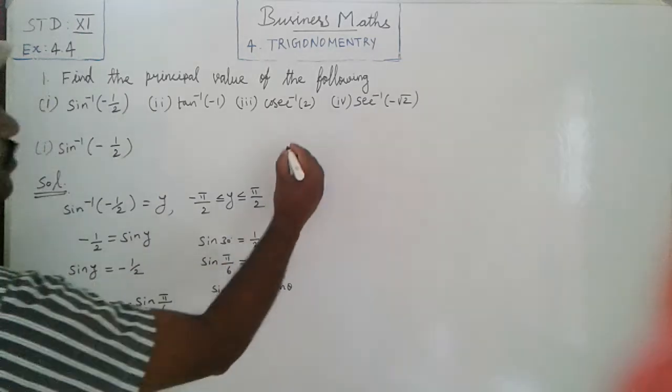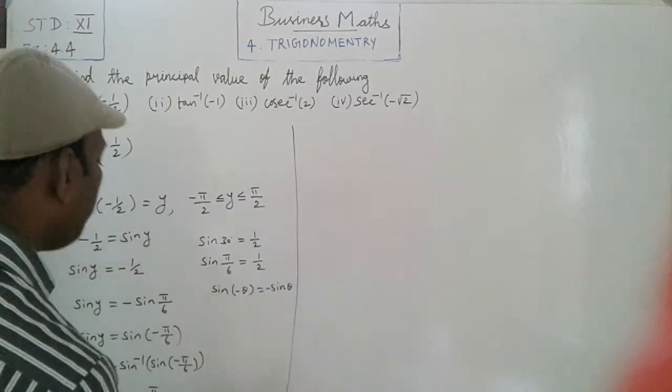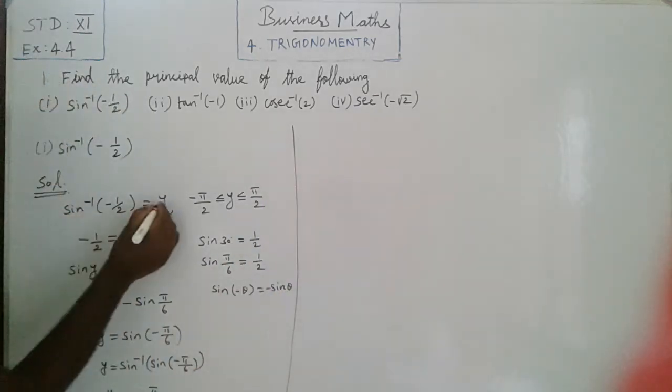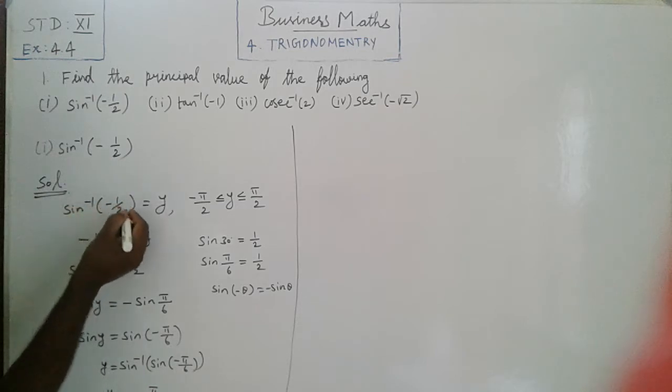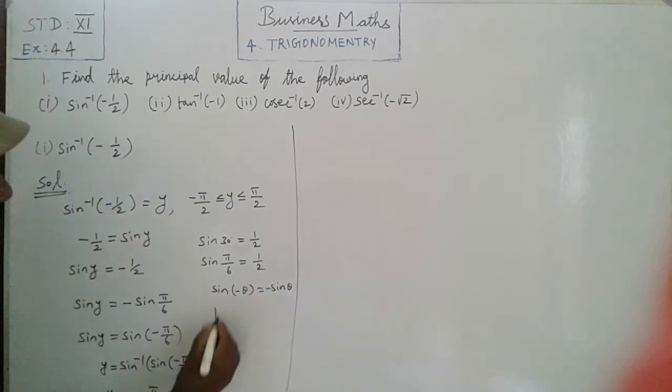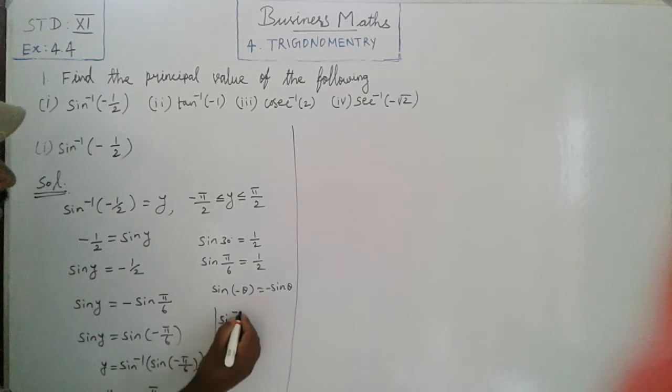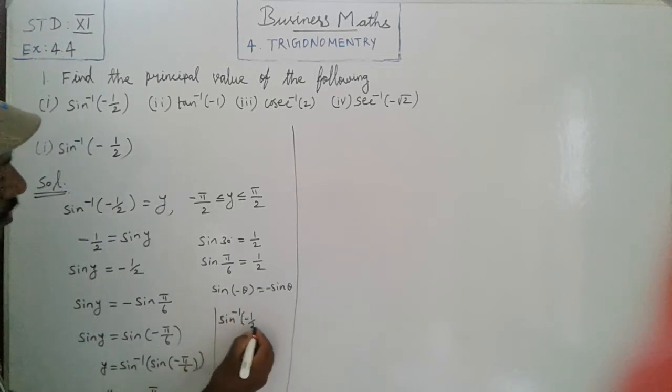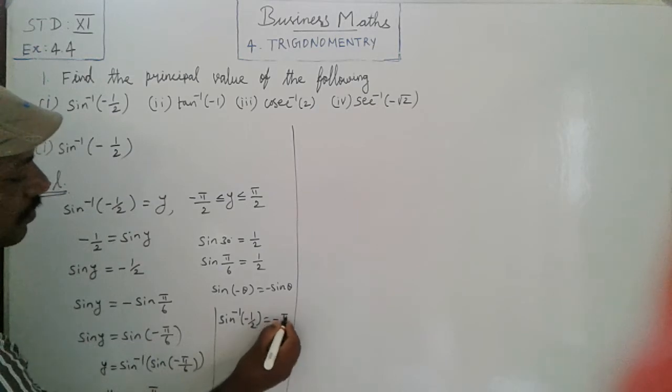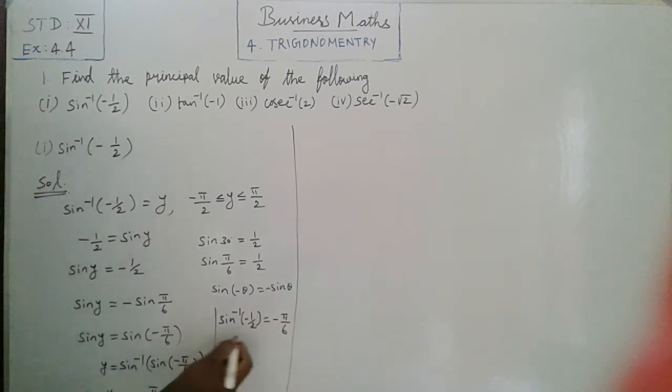We know that y value is, y is what? Sine inverse of minus 1 by 2. So sine inverse of minus 1 by 2 equal to minus pi by 6. That's all the value.